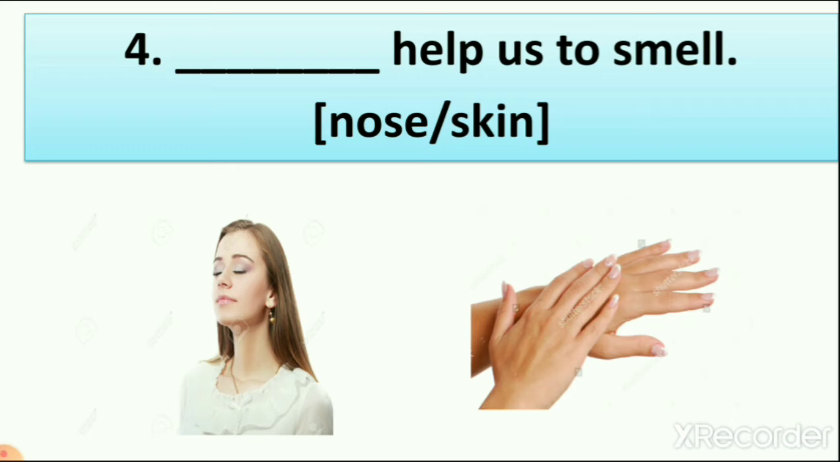Then number 4, dash help us to smell. Now you have two options, nose and skin. So when we smell a rose, what are we using? We are using our nose, right? So when we smell scent or spray, what are we using? We are using our nose. So which body part helps us to smell, nose or skin? It is our nose. So the nose helps us to smell, right?